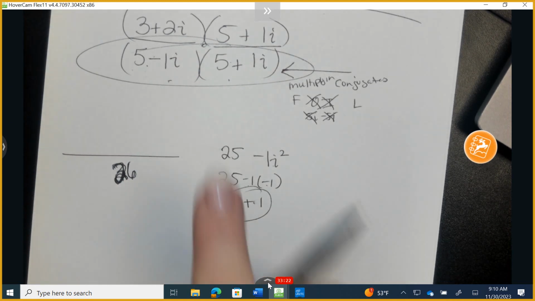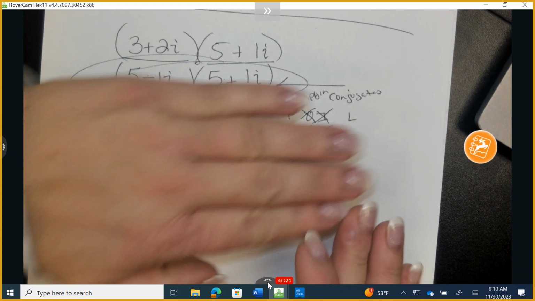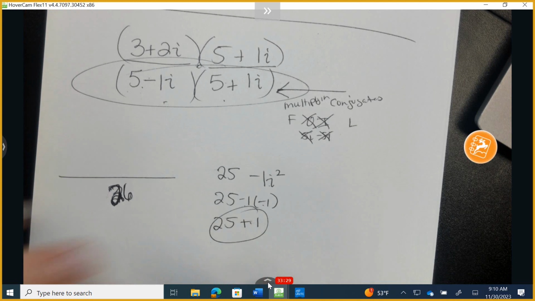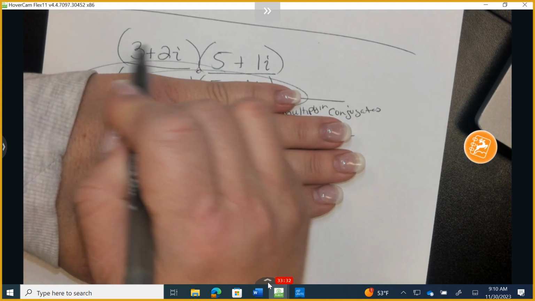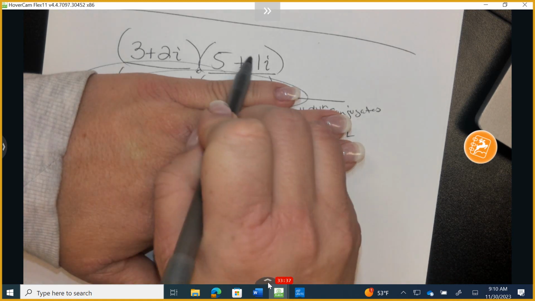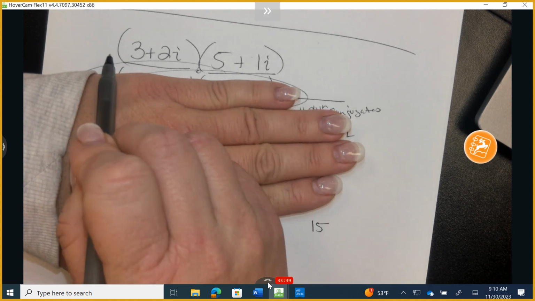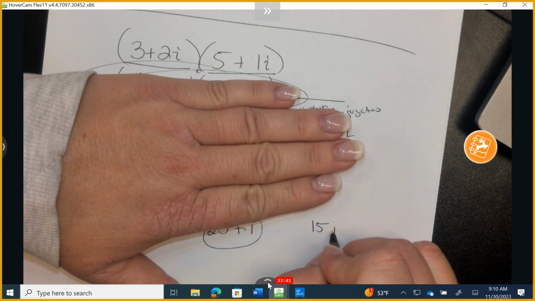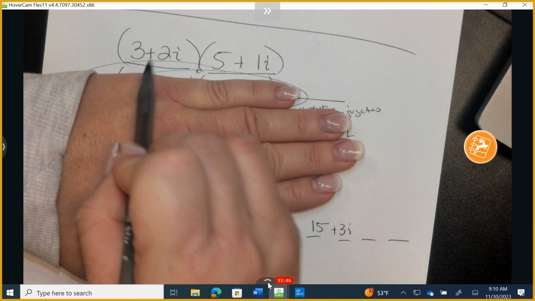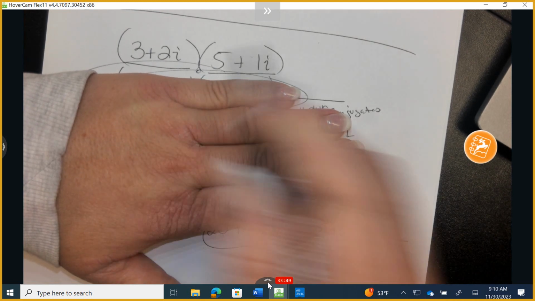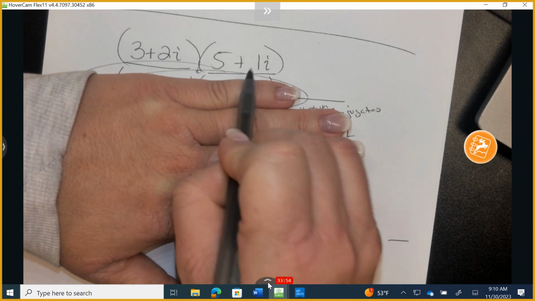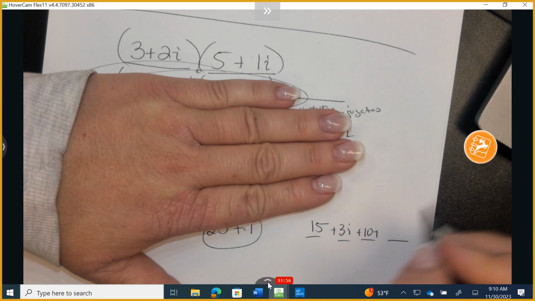Okay, now we're going to do the numerator just like we've done problems before. So if you want to think of it, just cover this up. And I'm going to do F-O-I-L. Okay, so I'm going to multiply the fronts. I'm going to do this off the side. Multiply the front to get 15. Multiply the outside to get a positive 3i. Multiply the inside to end up with a positive 10i. Now multiply the last to get a positive 2i squared.